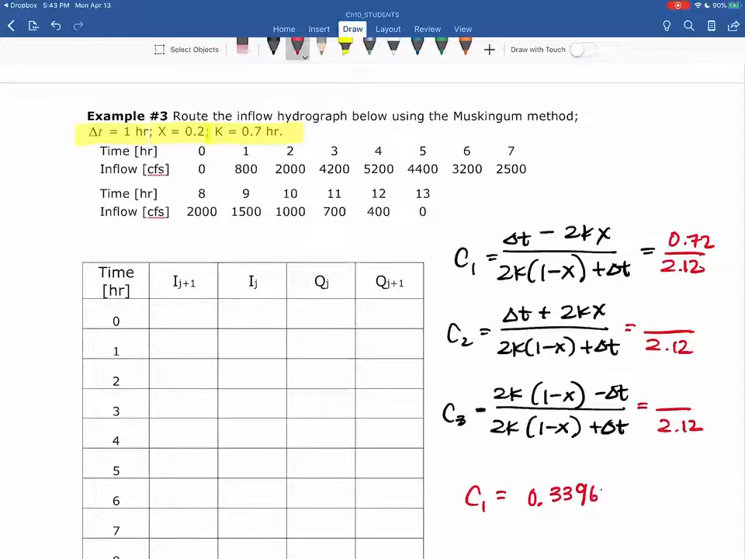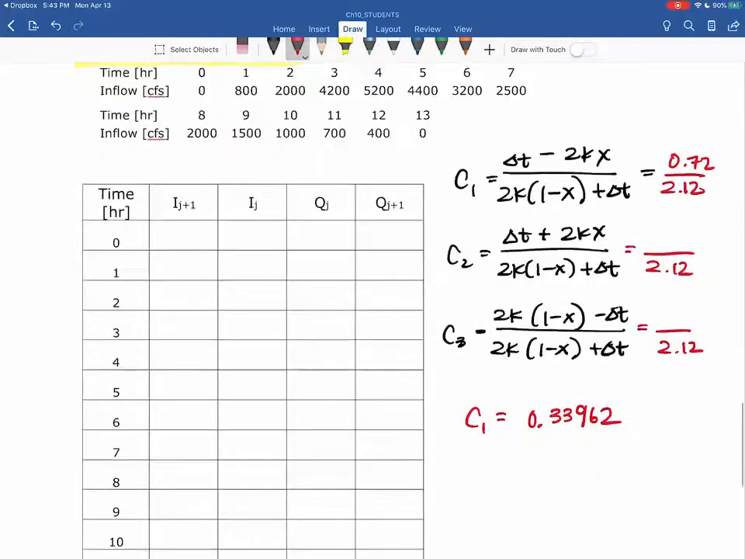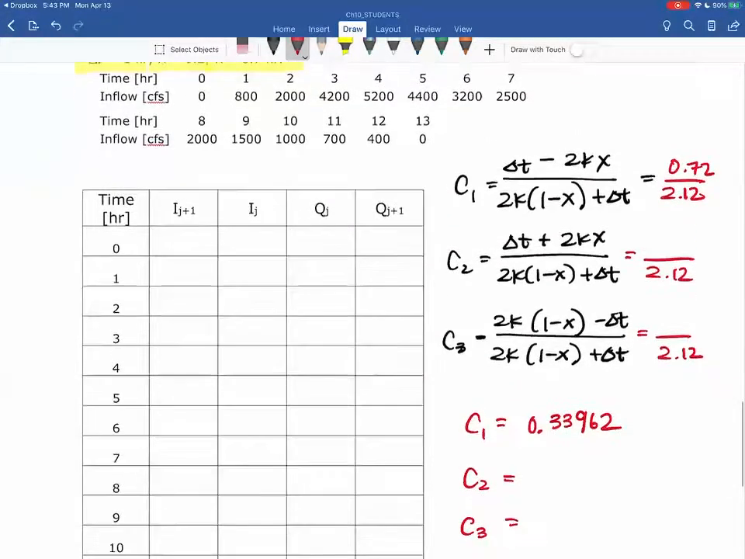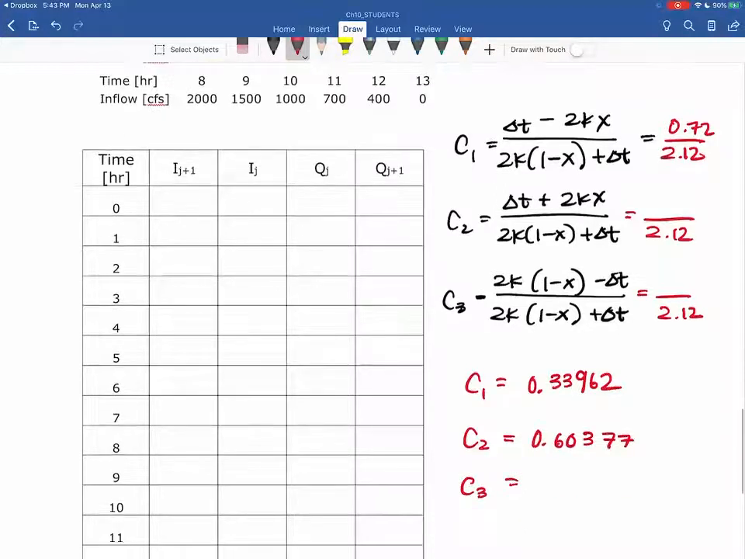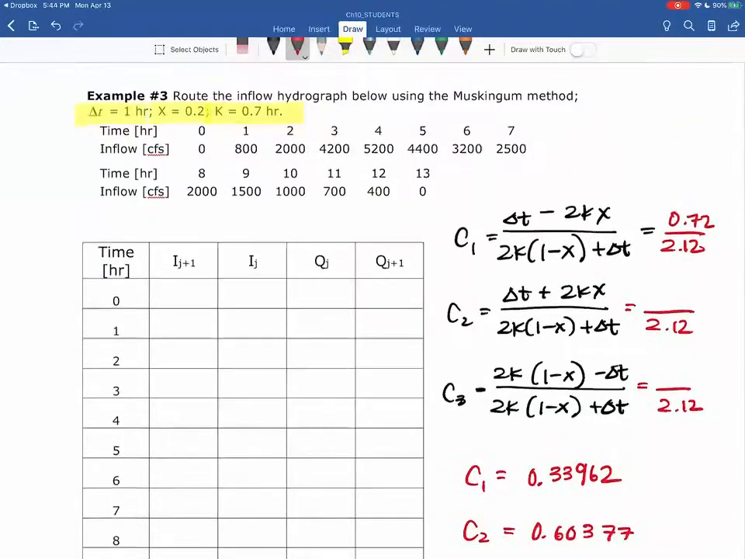Perfect. I would actually suggest giving a few extra numbers because it'll come in handy when doing the summation. Okay, what's C2? 0.603, and I'll give you a few extra numbers, 7. Perfect. And then C3? It's like 0.06. Yes, it's a small number. You're right, that's perfect.